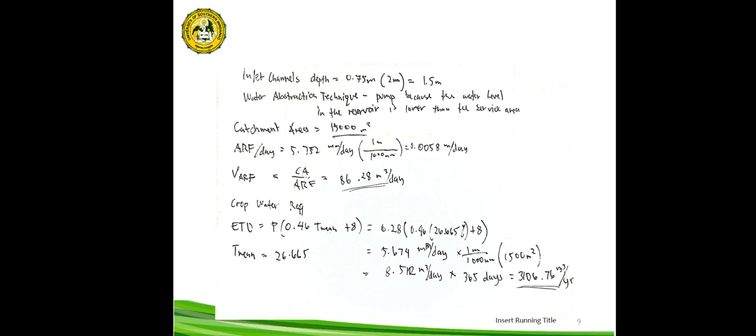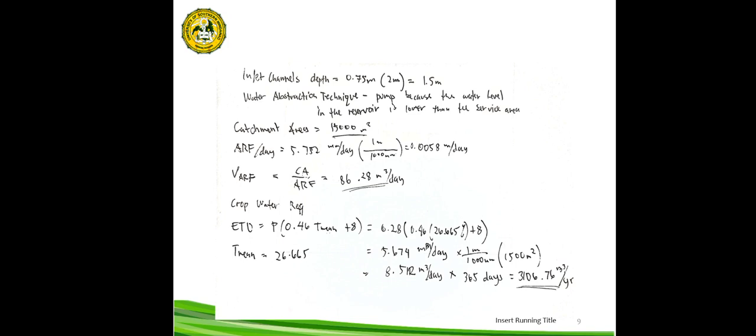We don't have outlet channels because it is a dugout pond. The inlet channel's depth is 0.75 times 2 equals 1.5 meters. The water abstraction technique is pumping because the water level in the reservoir is lower than the service area.